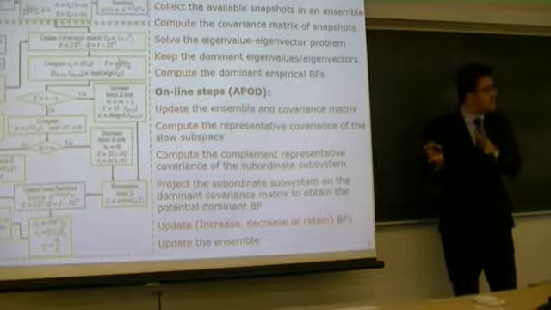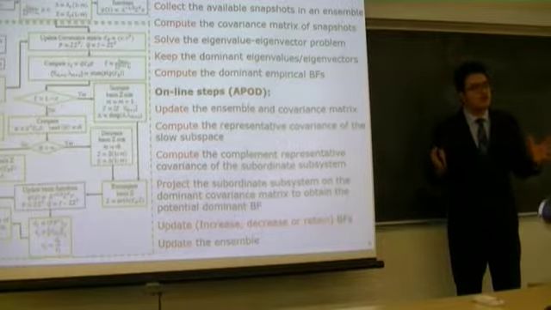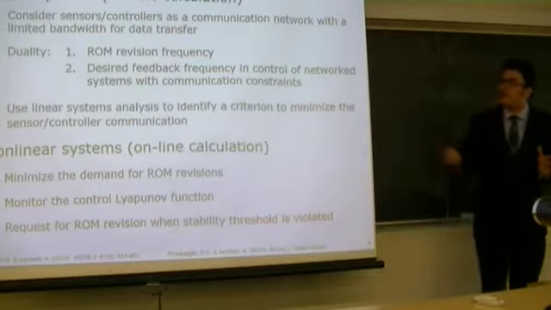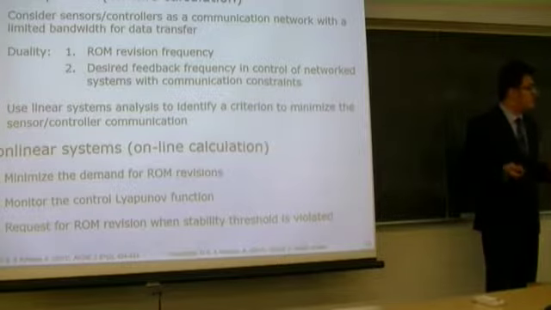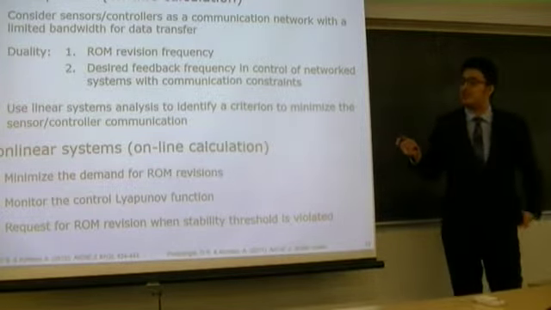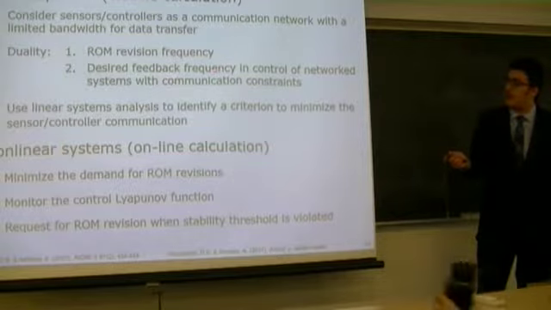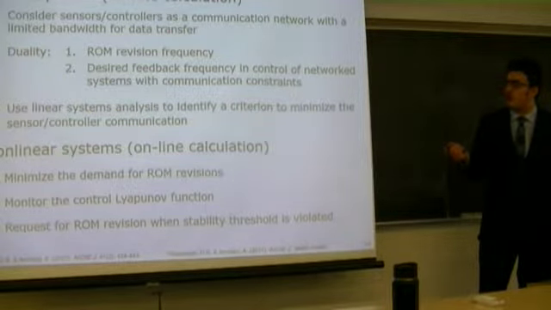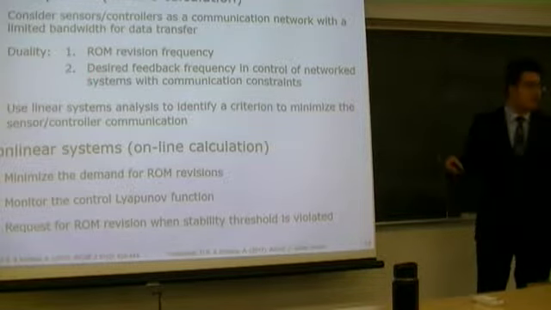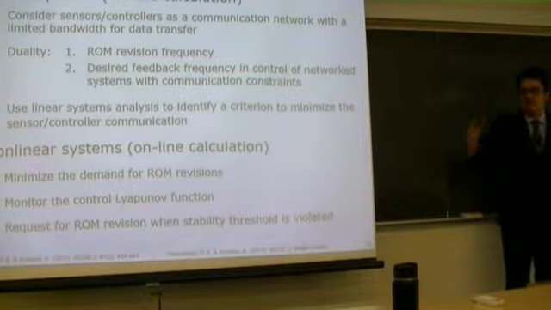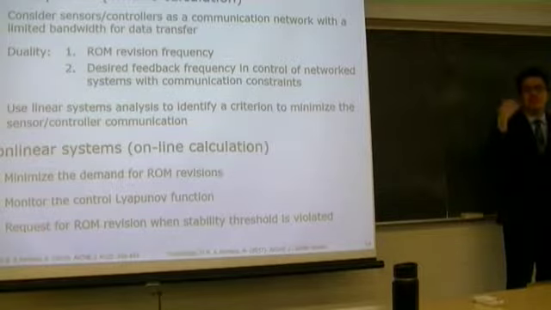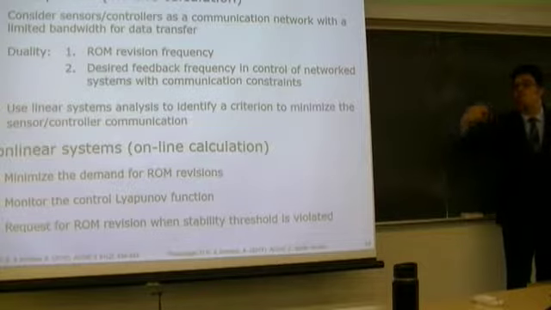Even using this strategy, there are still two important questions that have not been answered. The first question is, when do we need to revise those basis functions? That's the first unanswered question. For linear systems, we use the duality between such reduced order model revision frequency and the desired feedback frequency in control of network systems with communication constraints, and we use the same strategy in network control for the linear system to compute the minimum number of revisions required by a linear system before the process starts.